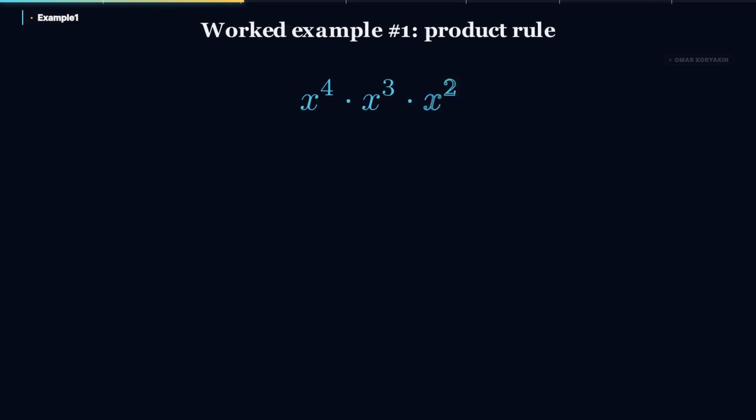Here is our first worked example. The expression at the top reads x to the fourth power times x cubed times x squared.